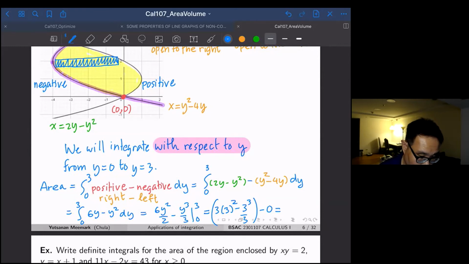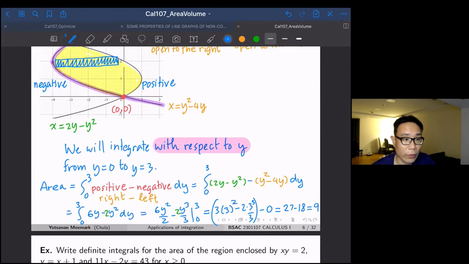Sorry, I think I forgot the 2. So it's 2y squared. Let me fix this one. So it would give you 2 times 3 cubed over 3. Okay, and so you get 27 subtract 18. It will be 9. So this one will give you the final answer equal to 9 in this case.